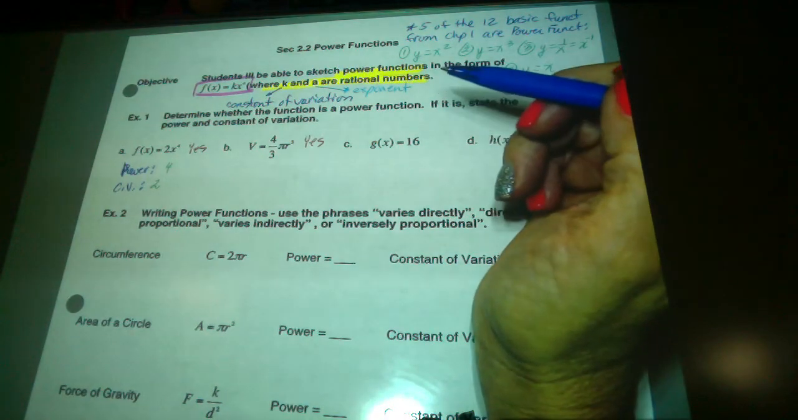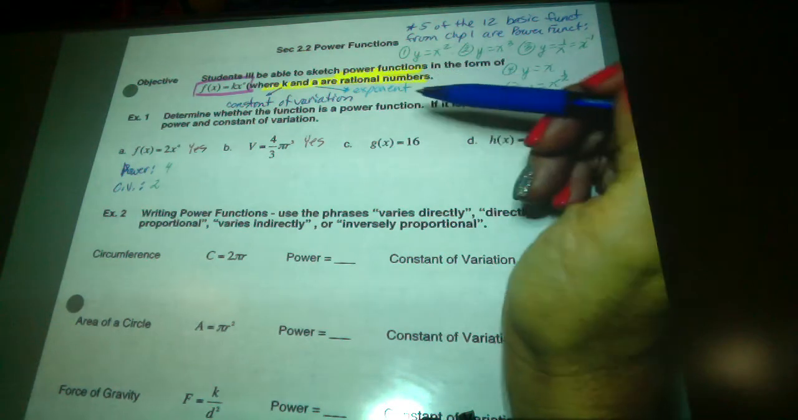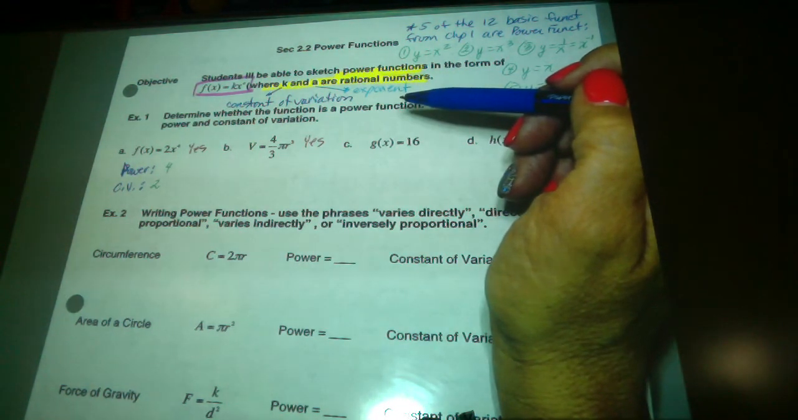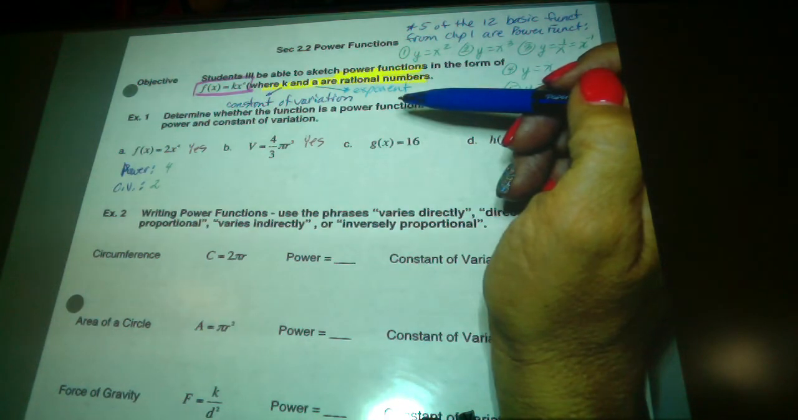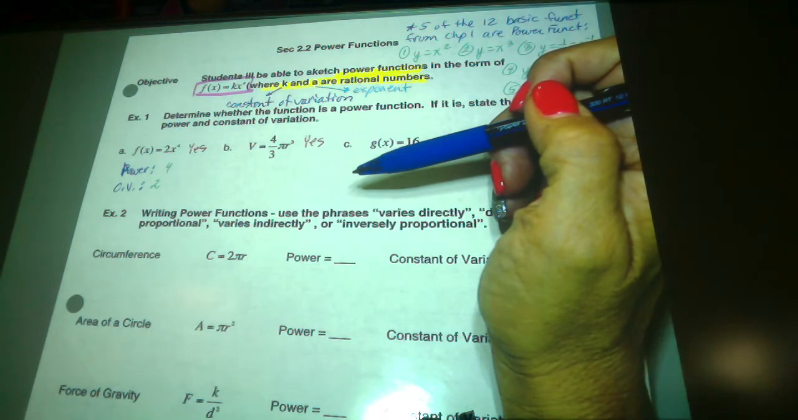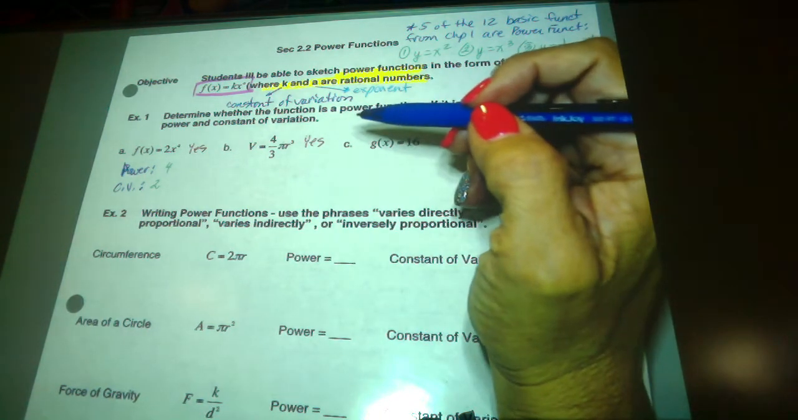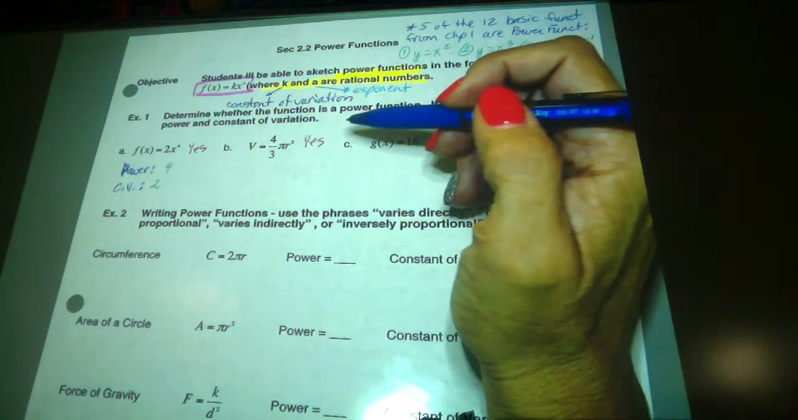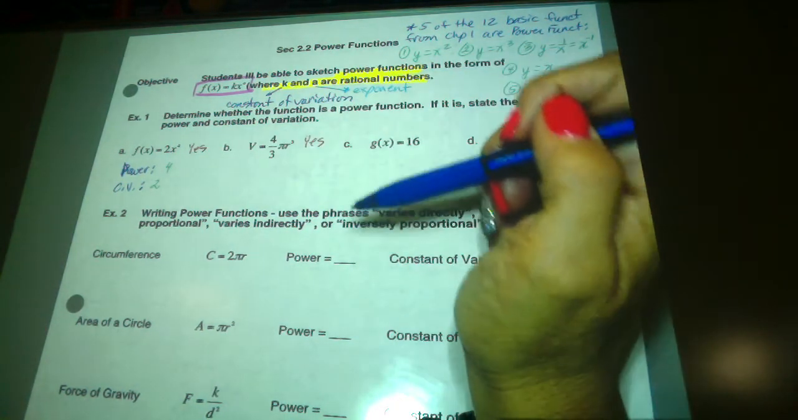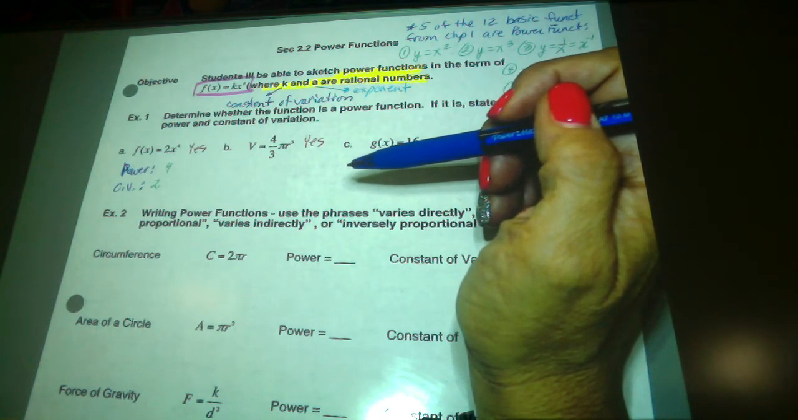Very interesting point. Good point. Pi is irrational. But your book is going to say that that's a constant variation. You're thinking. This is a thinking class. Now, yeah, good point. Doesn't quite match the definition there, does it? But I will guarantee your book is going to say 4/3 pi is your constant variation. But I got what you're saying.